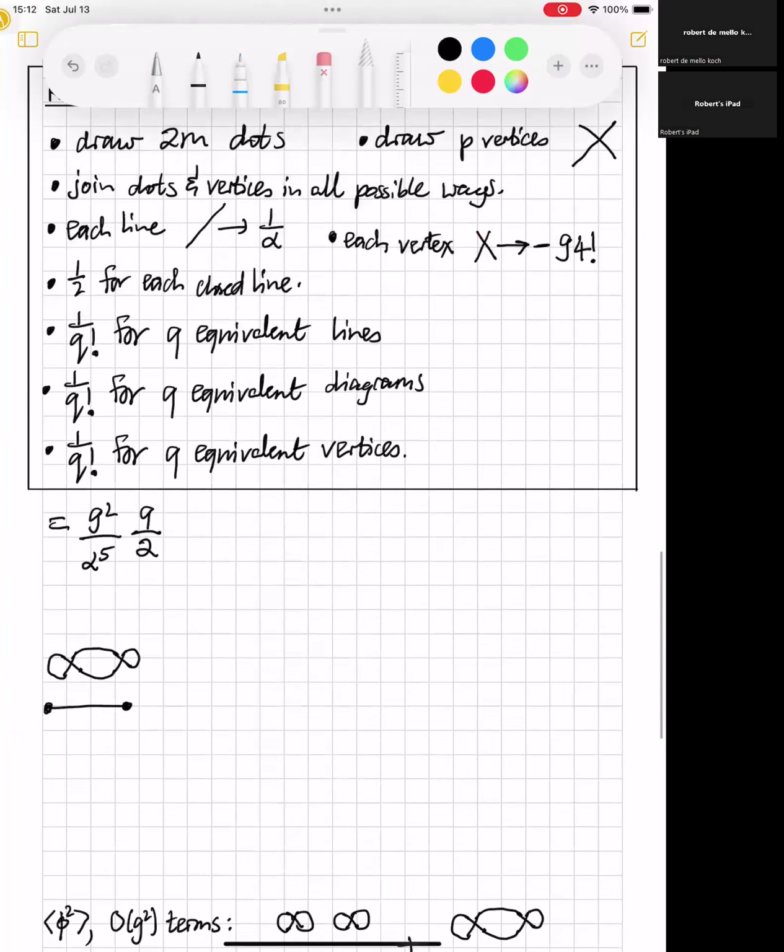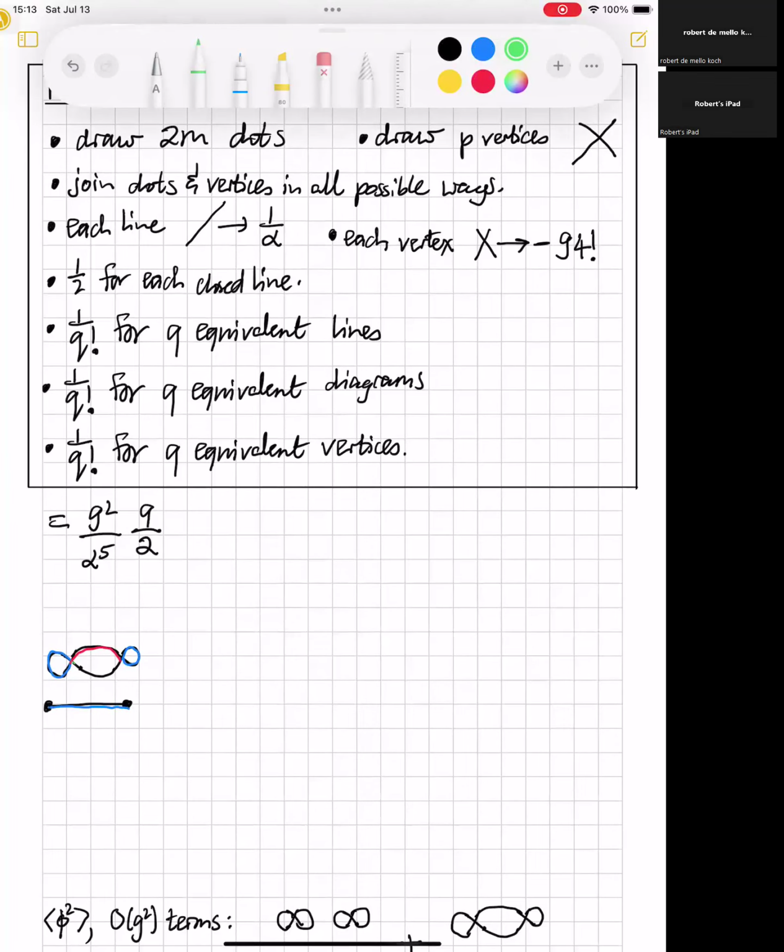So first of all, we need to know how many lines. So let's count the number of lines, okay? So here is 1, 2, 3, 4, 5 lines. Okay, so there's a total of 5 lines in this diagram.